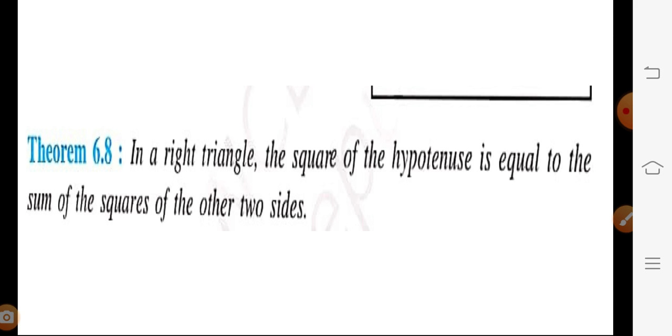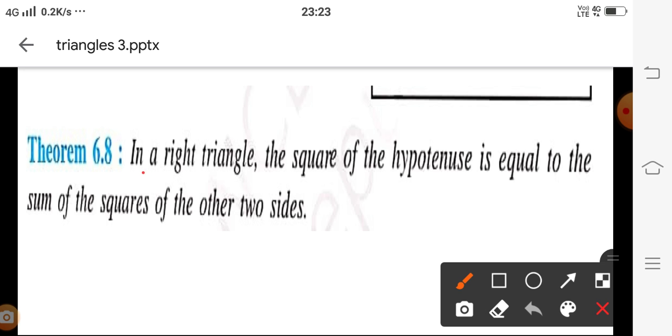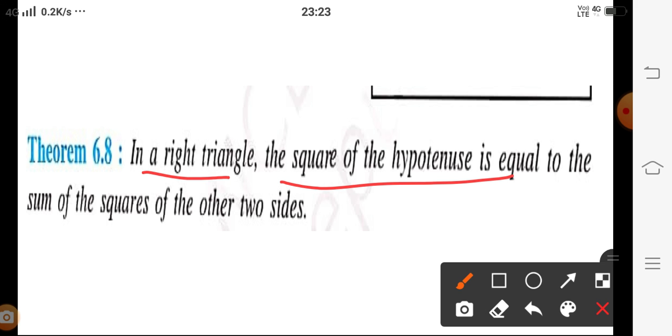Here we have the statement: in a right triangle, the square of the hypotenuse is equal to the sum of the squares of the other two sides. Or in other words, in a right angle triangle, the square of the hypotenuse is equal to the sum of the squares of the perpendicular and base.